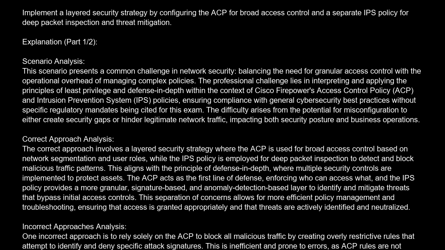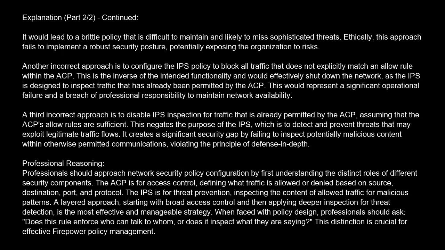Incorrect approaches analysis. One incorrect approach is to rely solely on the ACP to block all malicious traffic by creating overly restrictive rules that attempt to identify and deny specific attack signatures. This is inefficient and prone to errors, as ACP rules are not designed for deep packet inspection and signature matching. It would lead to a brittle policy that is difficult to maintain and likely to miss sophisticated threats.